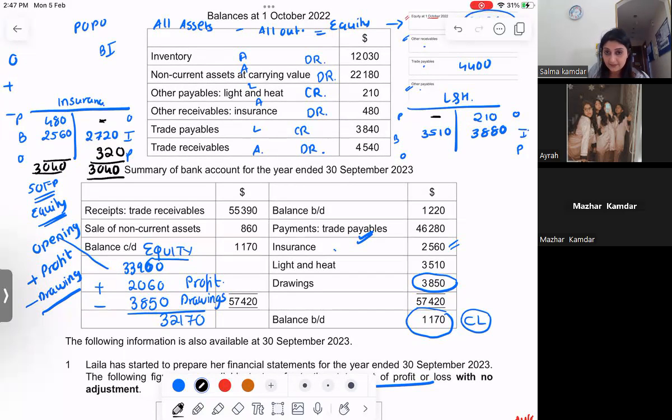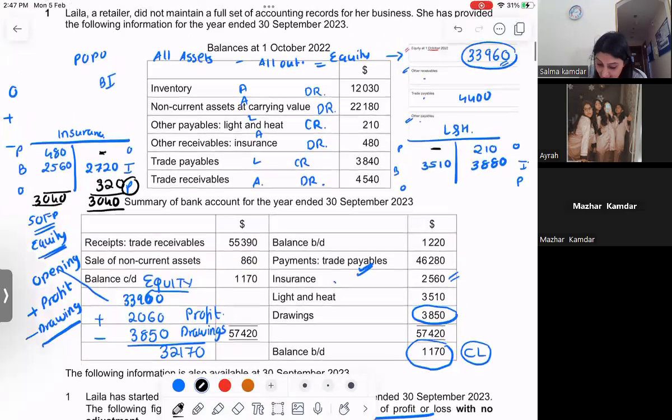Are you with me? 320 is prepaid. That means it is other receivables or other payables? Other receivables. Okay, prepaid expenses. It's a current asset. So 320.